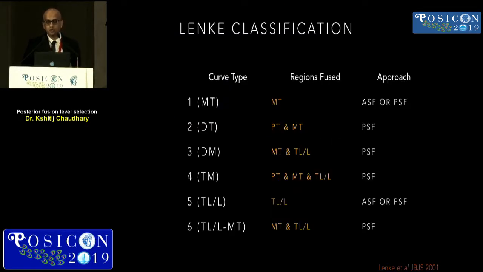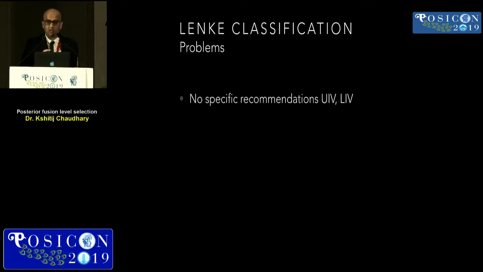Nowadays, we use the more comprehensive King's Lenke classification, which has all these 6 types, and the Lenke classification actually tells us the regions which need to be fused, but it does not make any specific recommendations for the upper instrumented vertebra or the lower instrumented vertebra. It does not take into consideration the clinical appearance and the skeletal maturity of the child, which has a considerable influence on selecting the fusion levels.